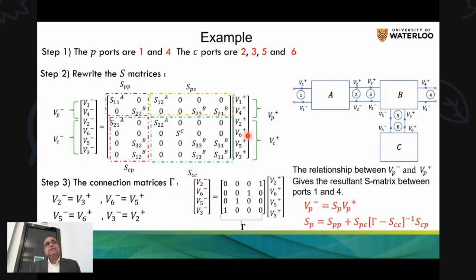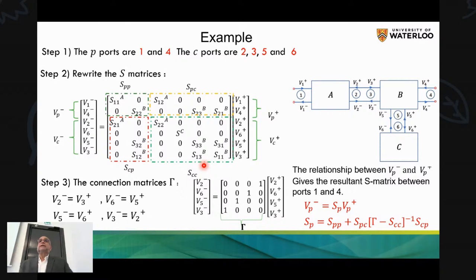But when I write this equation, I now define SPP, which is a submatrix, SPC, SCP, and SCC, right? You'll see I define it as SPP, SPC, and SCC, which are nothing but the same elements of the matrices I have, correct? So this is step 2. Step 1, define the ports. Step 2, write the equations in that format to get six equations again. But I define the submatrices.